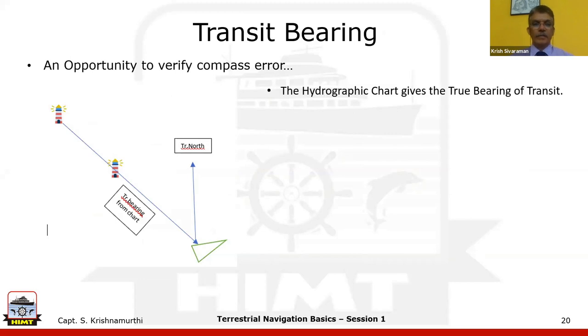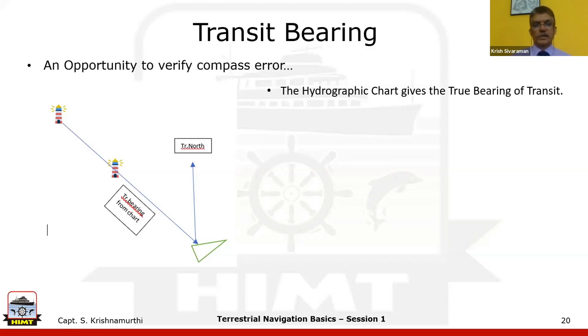Okay. On the hydrographic chart, you sometimes have what are known as leading lights or lead lights. Usually, they are located in such a way as to lead the ship into the port on a very narrow channel, because there is not enough safe navigable passage on either side. So you follow the lead lights and come safely into the harbor.